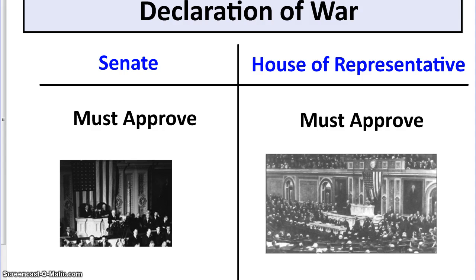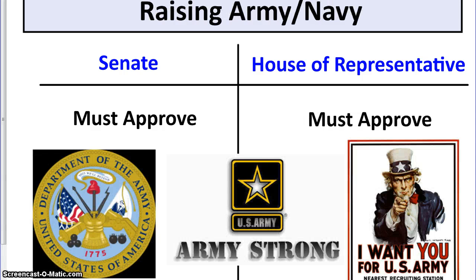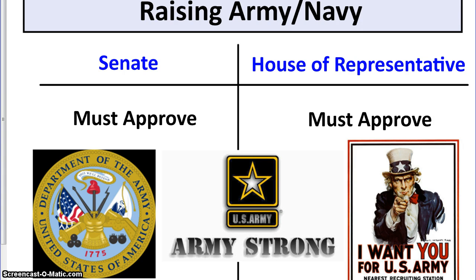Now, since they both have a role in declaring war, it would make sense that they also both have a role in raising and supporting an army and navy. Okay, so the Senate and the House of Representatives have to agree on the use of military force as well as the funding for it. Okay, so it's not up to the president. The president can ask and plead and beg and demand all he wants, but it's up to Congress.